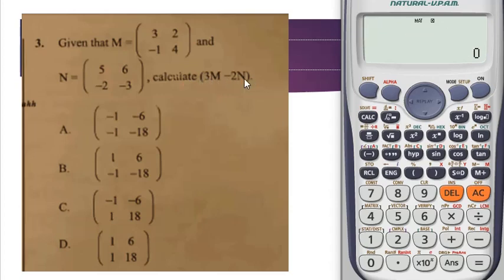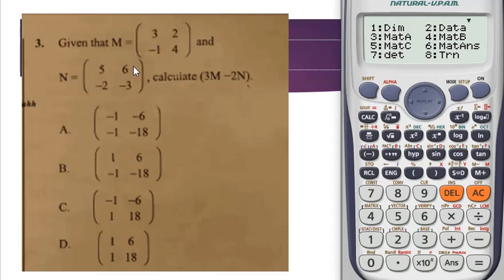3m minus 2n. So click on 3, okay. After clicking on 3, we know this is our matrix notation. So click on shift, click on 4. Now we won't be using dim again, because we've used dim to record the matrices. So we are just trying to choose the matrix which we are trying to calculate. So 3 corresponds to what?